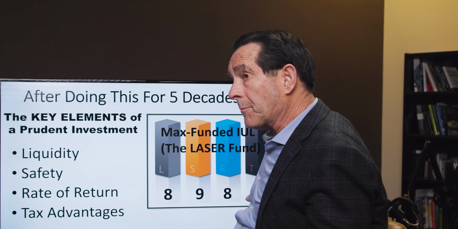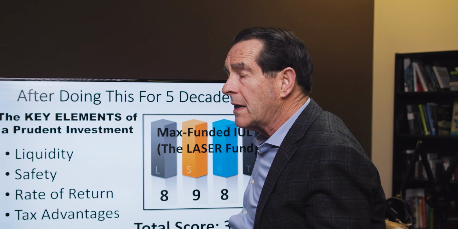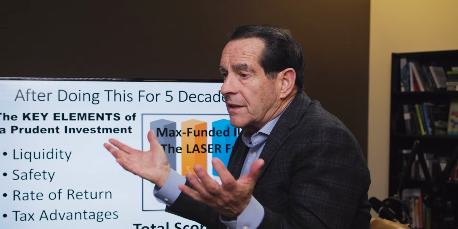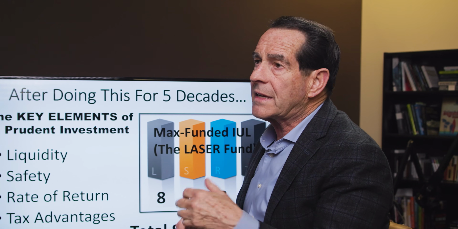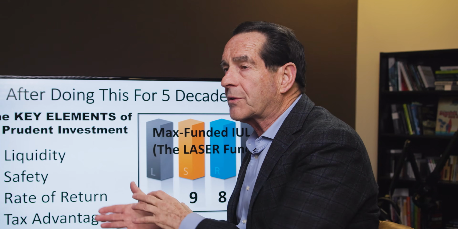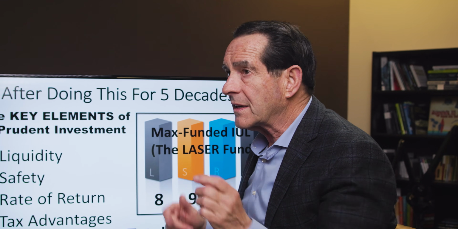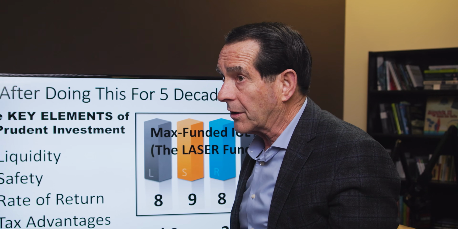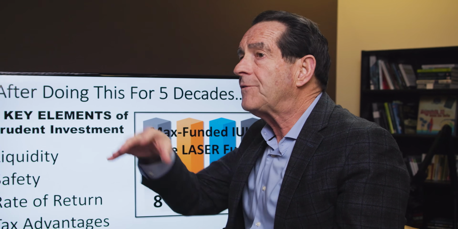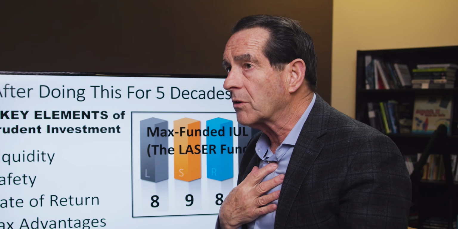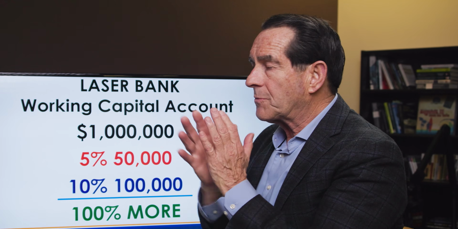You add up those four numbers, and you end up with 35 out of a possible 40 points. Nothing else comes close to that. IRAs, 401ks, mutual funds, annuities, they score between 19 to 22 or 23 out of 40. So a max-funded IUL LASER fund isn't a little bit better. It's a whole lot better. That's where I keep my foundational money, and then I can fund other investments using it as my own banker. So with that foundation, let me show you what a LASER bank does.